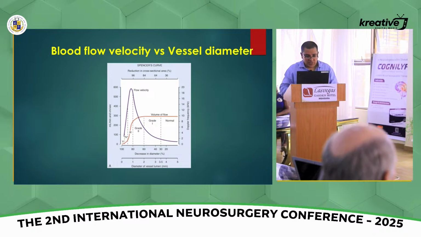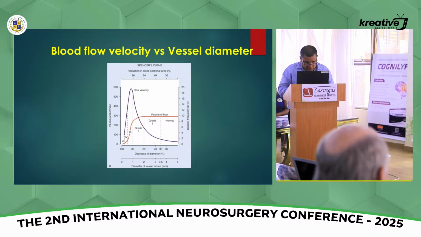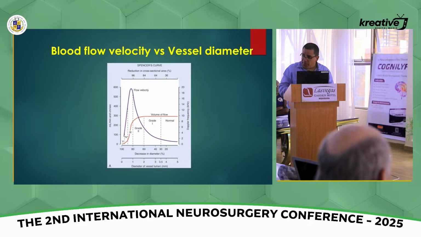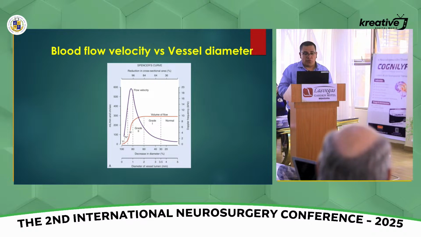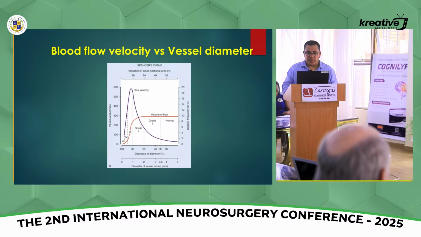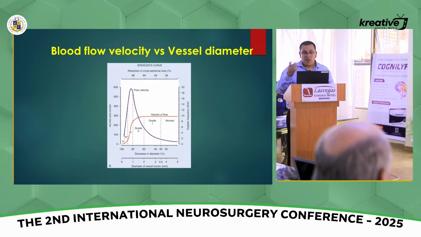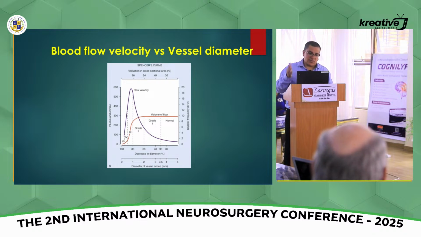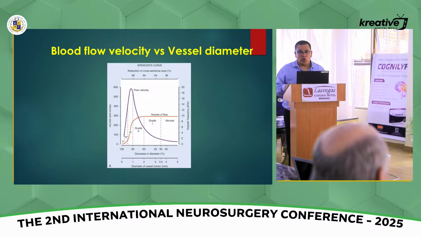So as you can see, this is the Spencer curve, in which as the diameter of the blood vessel is being affected, the velocities are going up. And at some point, the velocities just drop, meaning that there is no more flow going through that blood vessel. And that's, for example, in cerebrovascular arrest and brain death. So even though we are not directly measuring the blood flow, the velocities give us a good approximation of what's going on with the cerebral blood flow in our patients.